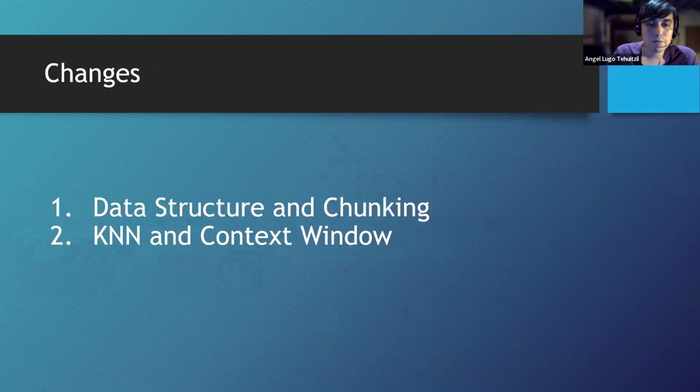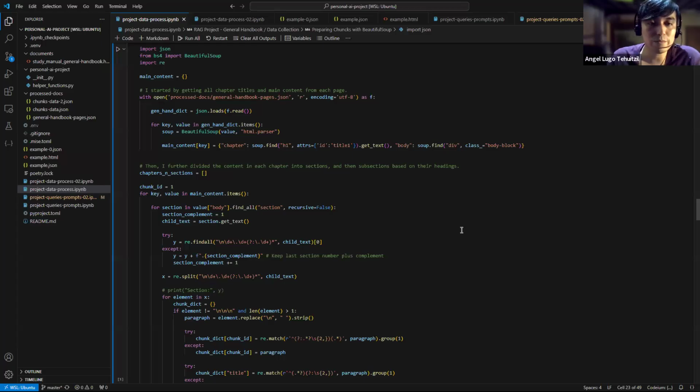From my previous presentation, I showed that there were two main things I focused on. One was the data structure and chunking, the way I collected all my data. The second was how I was retrieving and showing the data to the LLM so the LLM could answer the question. So I'm going to show you just a couple of changes I made.